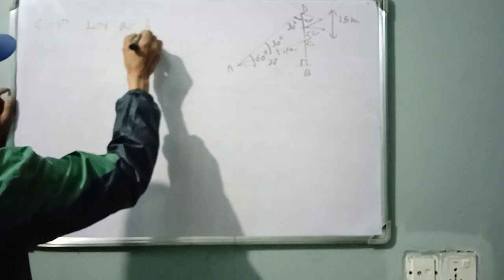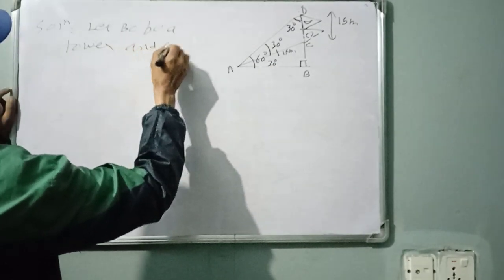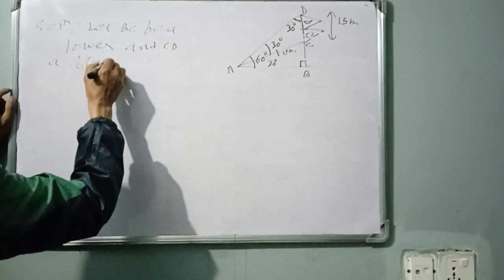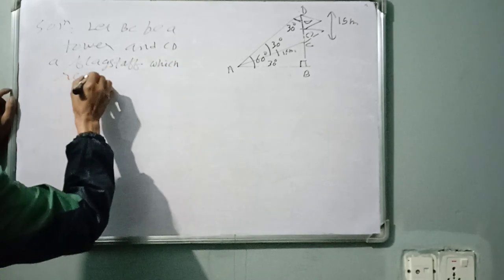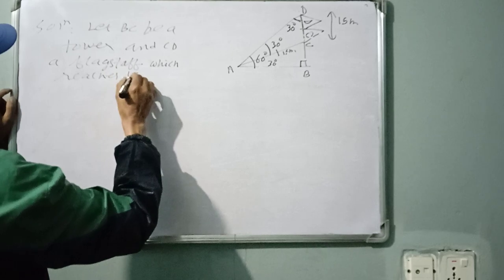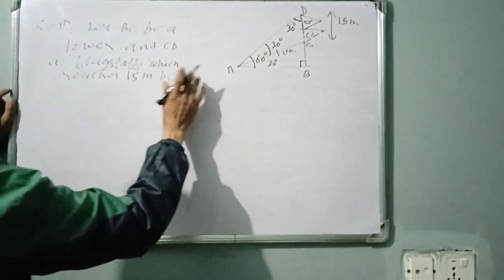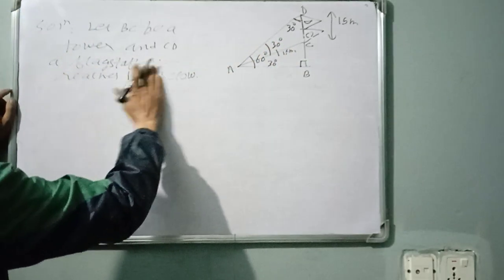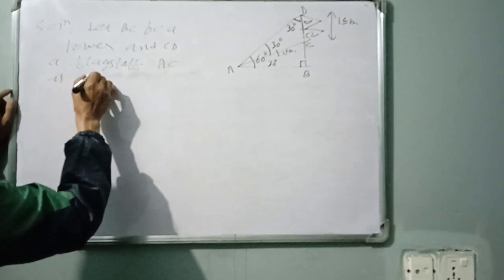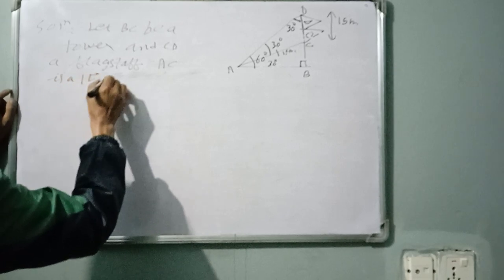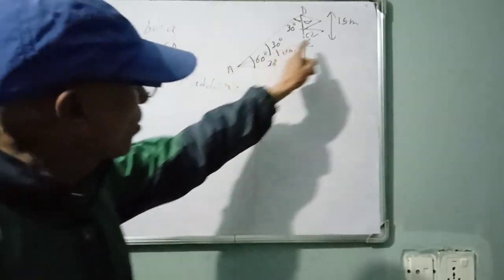Let BC be a tower and CD a flagstaff which reaches 15 meter below it. There is a 15 meter long ladder AC.